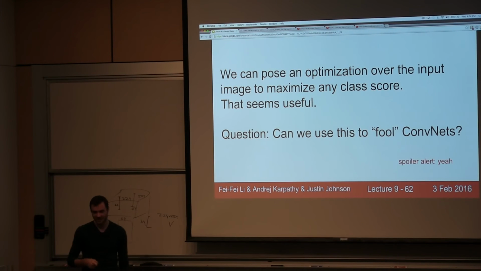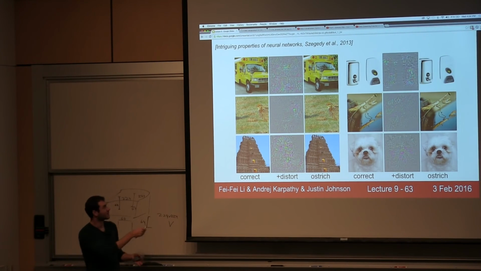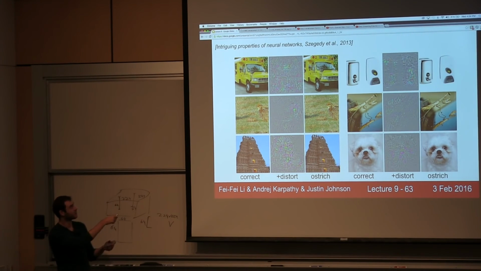Spoiler alert, we can, and I mean it in the following way. What we'll do, and these are experiments from 2013 now by Christian Szegedy et al. What they did here is they took an image, say of this school bus, and everything is differentiable. So we can ask for the gradient on that image for making it more like the ostrich class. So we forward the image, we set all the gradients to be 0 except for ostrich where we set 1, and then we do a backward pass. We get a gradient of what to change in the image to make it more ostrich-like.